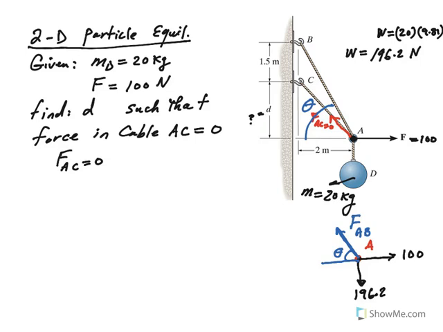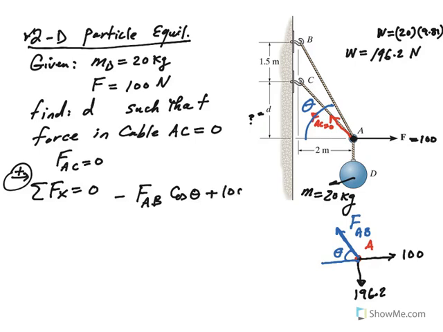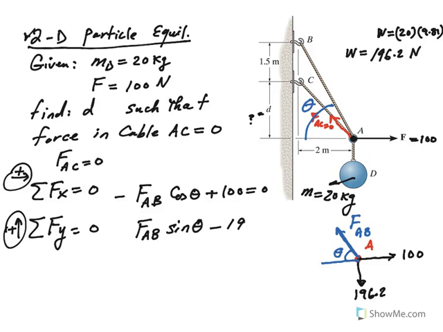We just have to balance forces. So two equations we have for a 2D particle equilibrium. Sum of the forces in x equals 0 will give us: minus FAB cosine theta plus 100 equals 0. So that's one equation with two unknowns. Then balance forces in the y direction: FAB sine theta minus 196.2 equals 0.